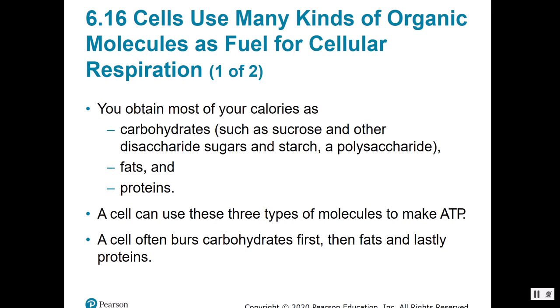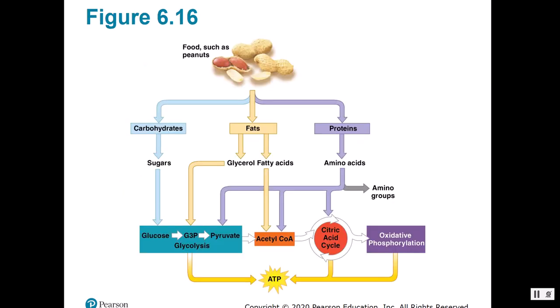Now, typically a cell is going to burn carbs first, then it'll move to fats, and then lastly proteins. Proteins are not really what you want to use for fuel. They're mainly used to make enzymes. I mean, they can be used, but most all the time, the body's going to use carbs or fats first, then it'll use protein if it has to. There are some foods like peanuts that give you all three of these: carbs, fats, and proteins.